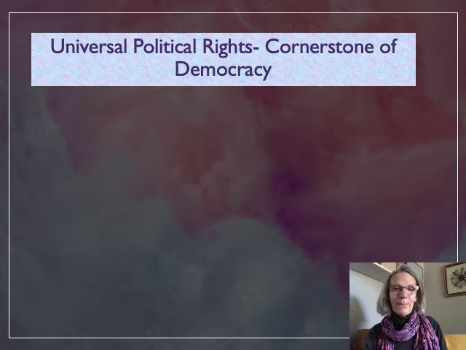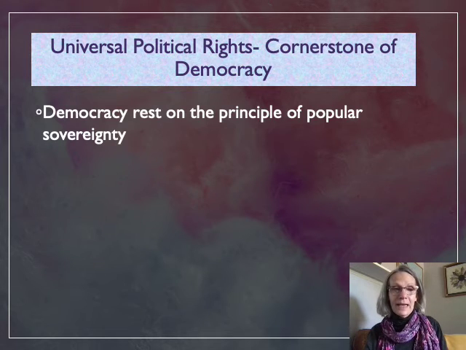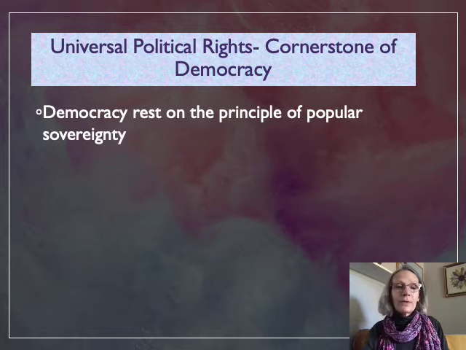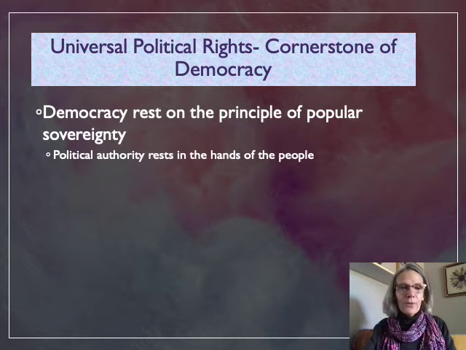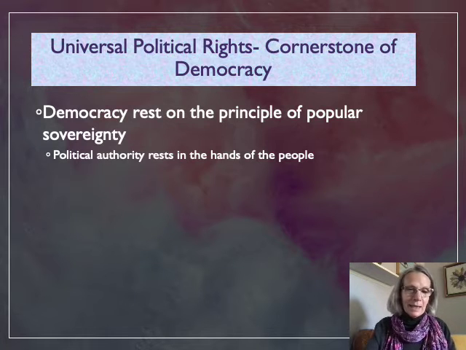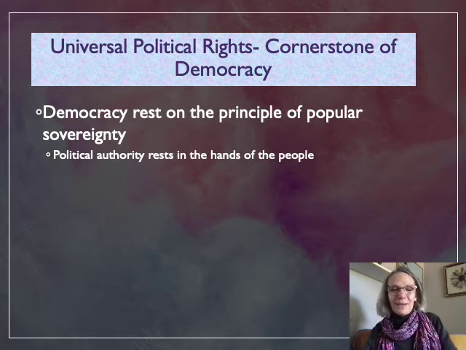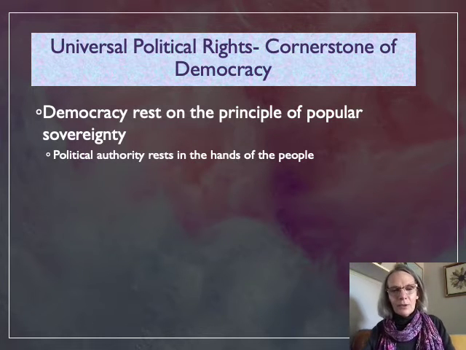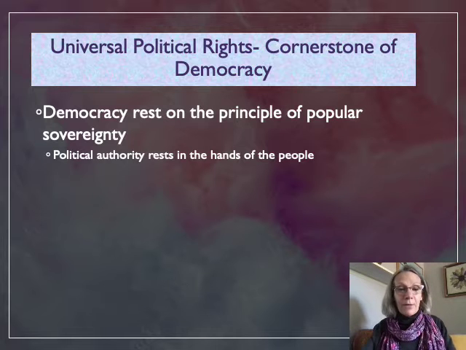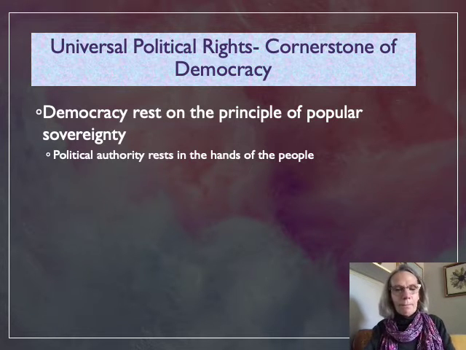So as it says at the top there, universal political rights are the cornerstone of a democracy. So for a country to be considered a democracy, democracies rest on this principle of popular sovereignty. And what that means is that the political authority rests ultimately in the hands of the people. Political authority doesn't rest in the hands of a king or a queen or a group of few aristocrats. But in a democracy, the ultimate decisions are made by the people. That doesn't mean we have a direct democracy. It mostly means that we have meaningful opportunities to participate in the political process.